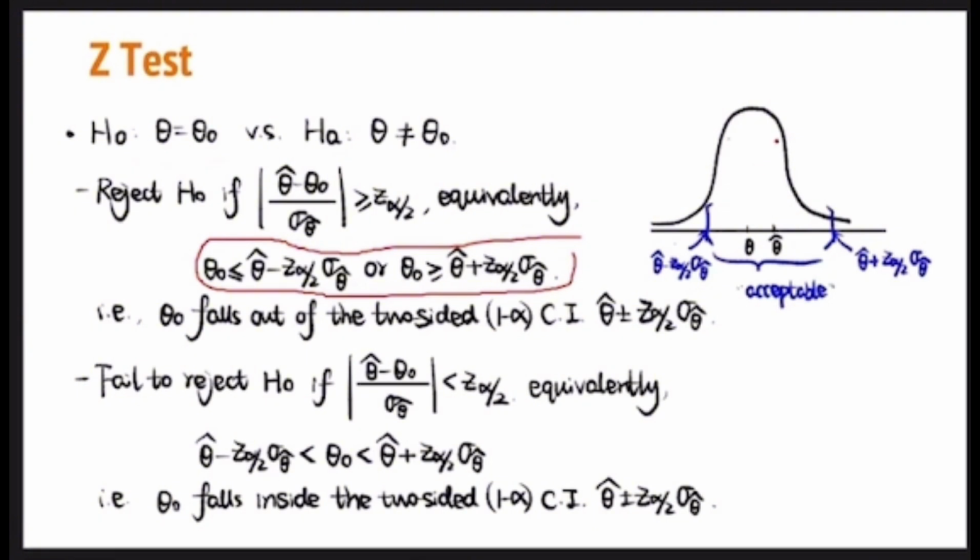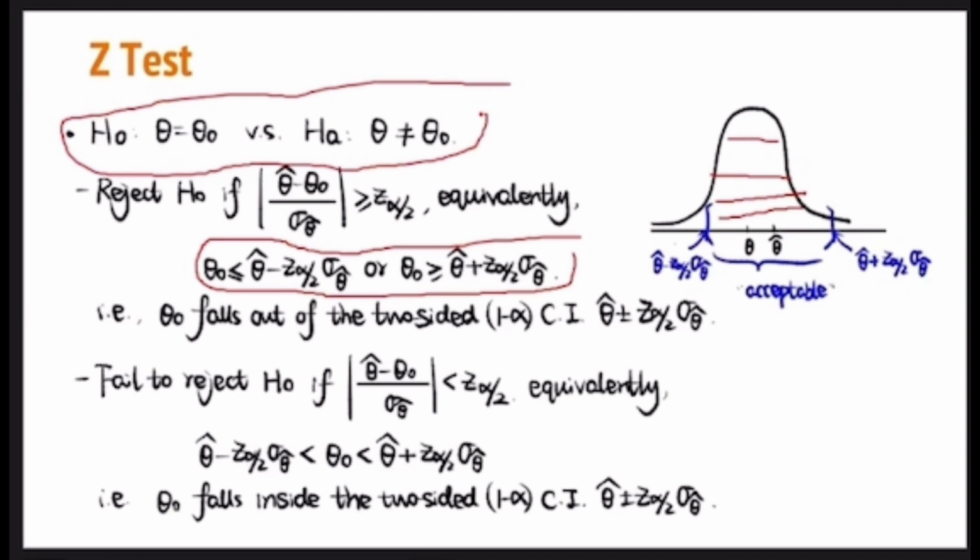Inside here is the acceptance, right? You are not going to reject inside here. But outside, what happened? You are rejecting. Which means if you compute a two-sided confidence interval and you want to answer a two-sided hypothesis test, then you reject your null hypothesis when the hypothesized value falls outside the confidence interval.